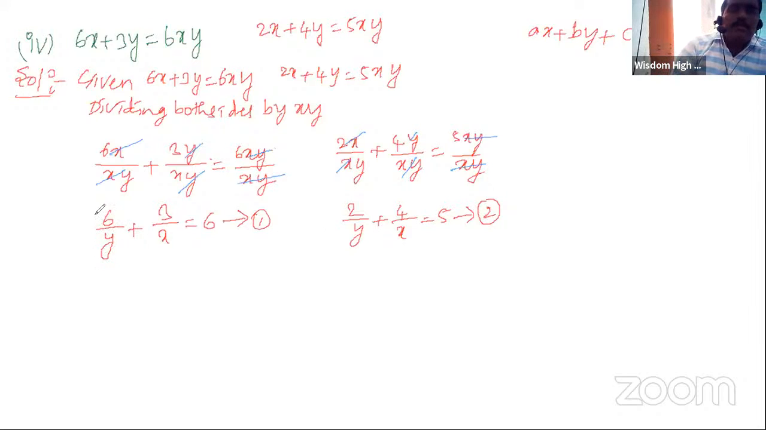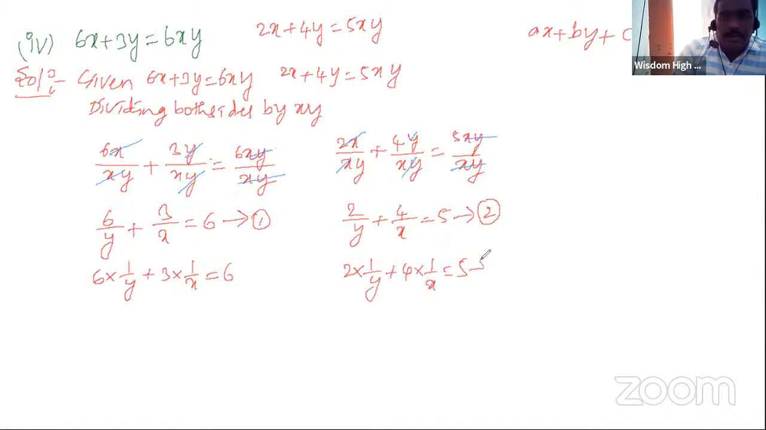What is common here? 1 by y and 1 by x are common. If you want to make it easy, you have to write it like this: 6 into 1 by y plus 3 into 1 by x is equal to 6. Then 2 into 1 by y plus 4 into 1 by x is equal to 5. Now you see 1 by y is common, so we put 1 by y is equal to p, no problem, and 1 by x is equal to q. Now these equations will be reduced like this.